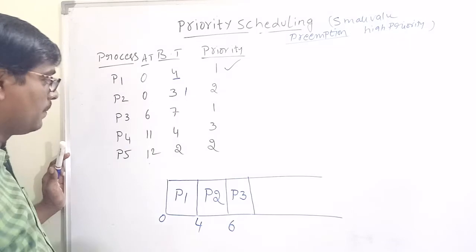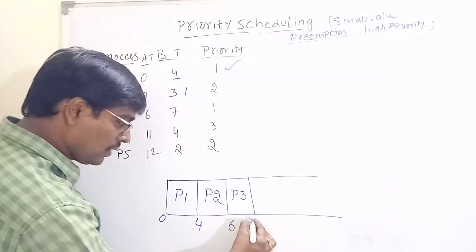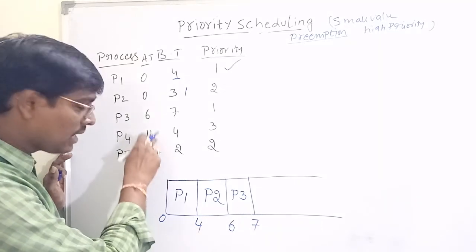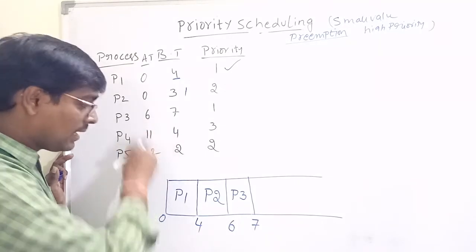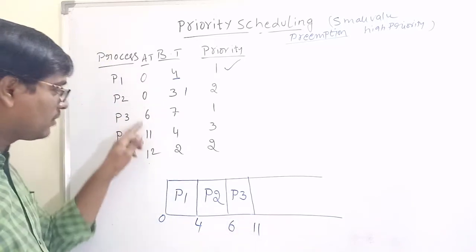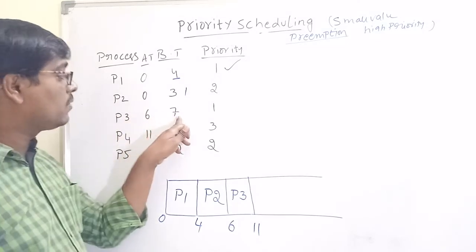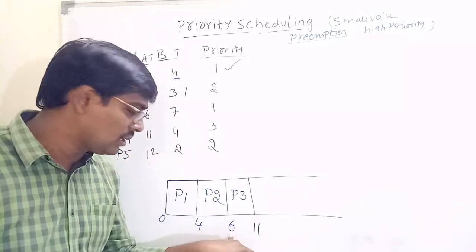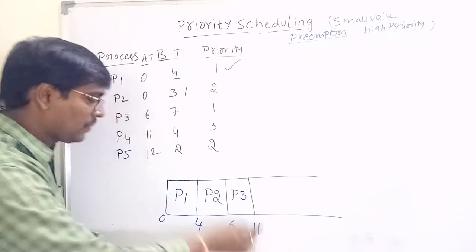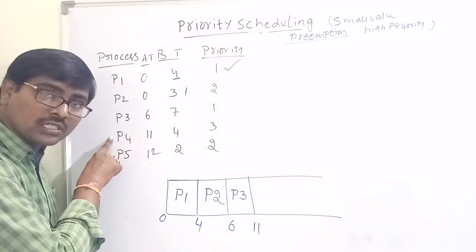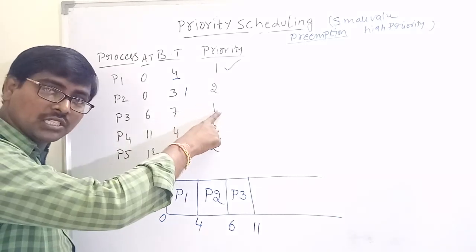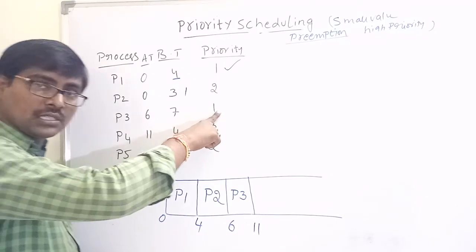So come to P3. Suppose P3 is executed for 1 millisecond. At 7, no process. 8, 9, 10, 11. For example, at 11. Why? Because after 6 we have 11, and P3 requires a total of 7 units of time. Actually it requires 6 plus 7, up to 13. At time 11, process P4 enters the system. The priority for P4 is 3. The running process priority is 1.